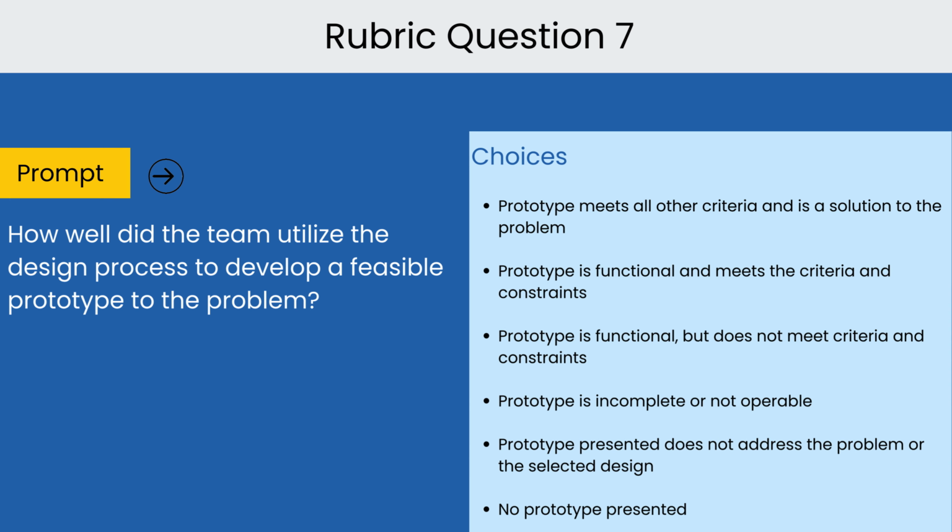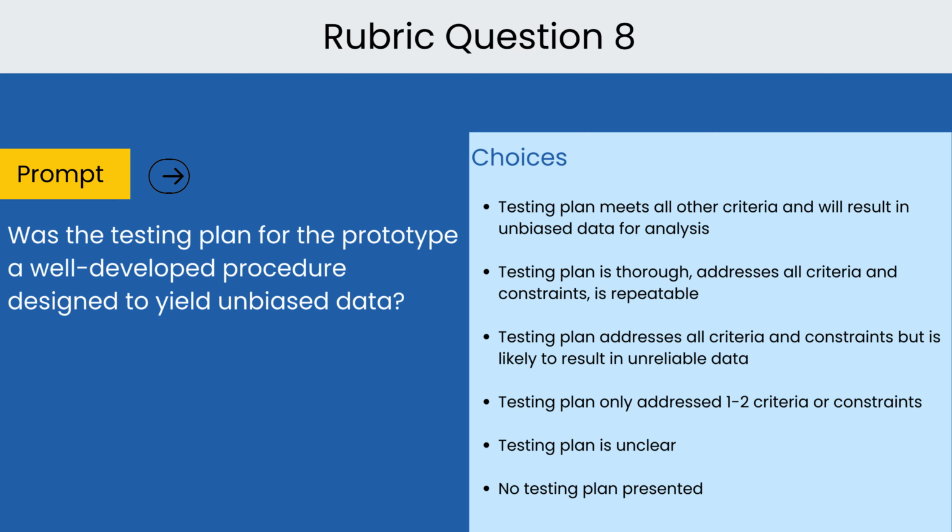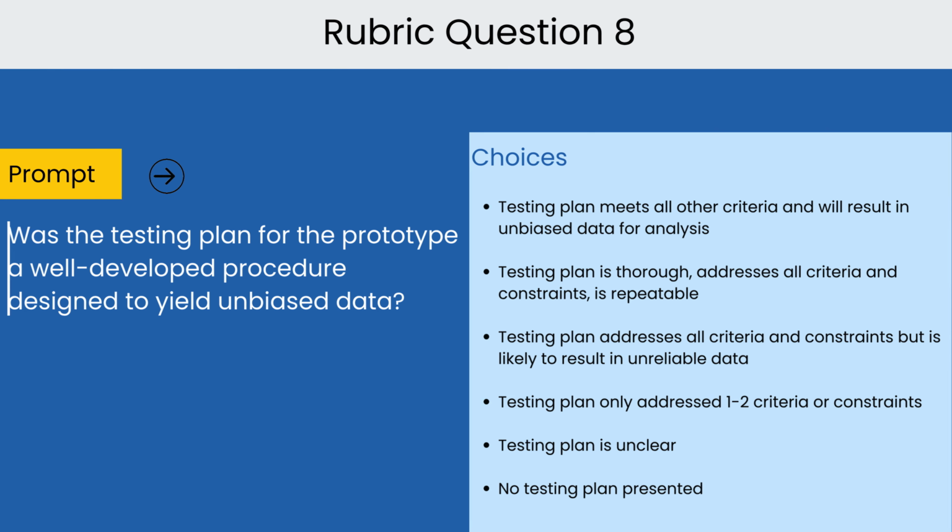Question 7 concerns the prototype that was or was not actually built by the students. By this point in the process, teams should have constructed a working, testable prototype of their selected design. Question 8 is an evaluation of the testing plan for the prototype. Tests should be developed to evaluate the prototype against all criteria and constraints, and the testing procedure should be repeatable and likely to result in reliable, unbiased results. Teams do not need to have a working prototype to present an exemplary testing plan.